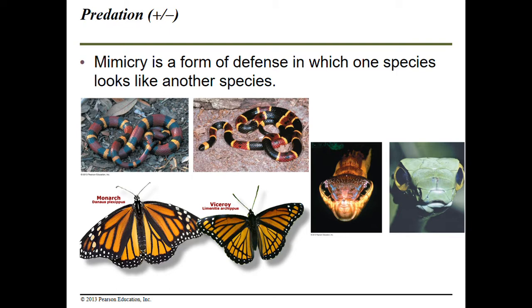which one is harmless. So we say red next to black, friendly Jack. Red next to yellow, deadly fellow. So coral snake has the red next to the yellow. The milk snake has the red next to the black.